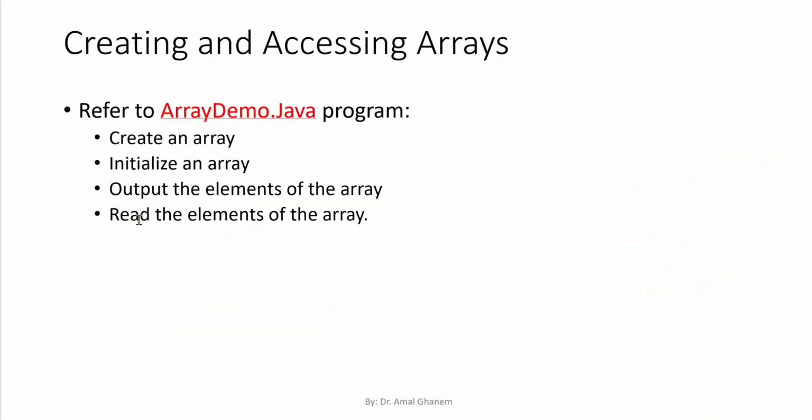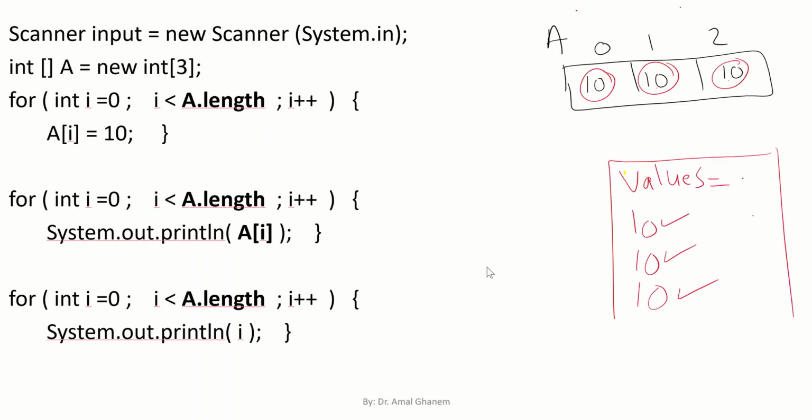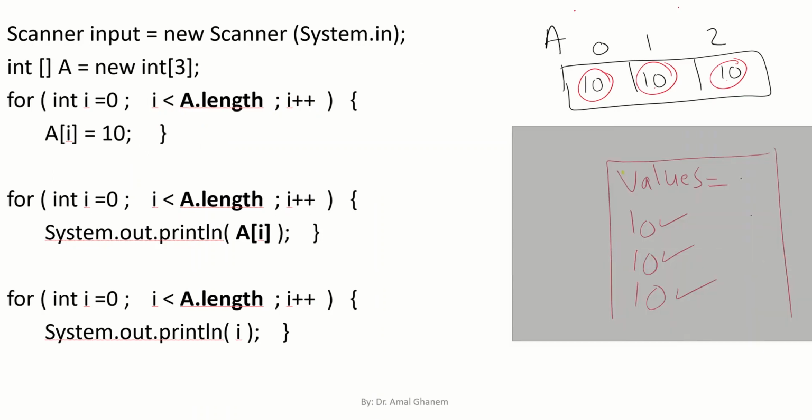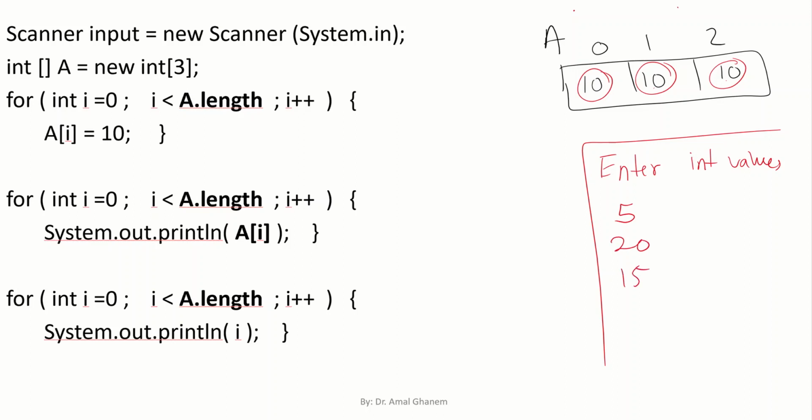Now what we need to learn as well is how to do the reading of elements. So let's assume we need to do the following. Instead of having output, I will have to ask the user for values. So I'll say, please enter integer values. And if the user says 5, 20, 15, I have to take these numbers and save them in my array. So the first one should be 5, in location 1 I should have 20, and in location 2 I should have 15.